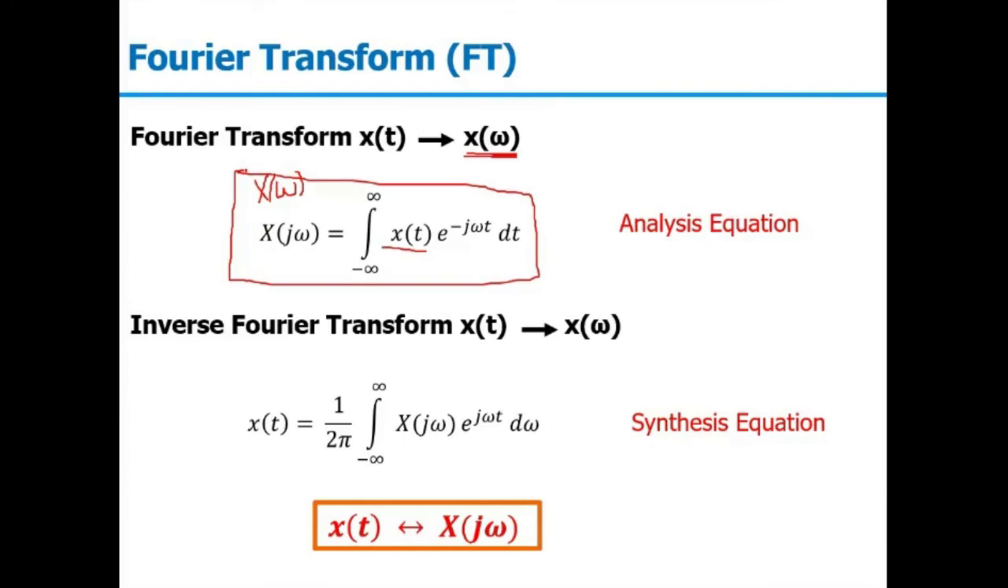Now the situation could be reversed: you are given a signal in the frequency domain, X(jω), and we need to compute its corresponding time domain function. We call that the inverse Fourier transform, that is, conversion from X(ω) to x(t). This is slightly misprinted here. That will be 1 upon 2π integration from minus infinity to infinity of X(jω) e^(jωt) dω, and we call that the synthesis equation.